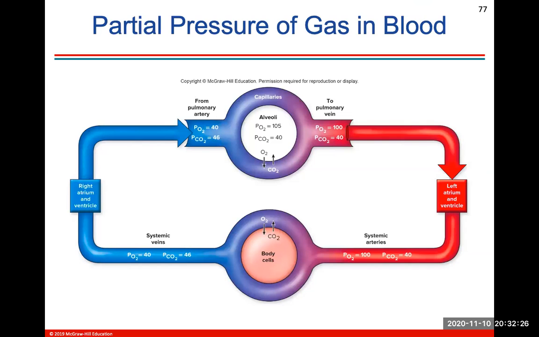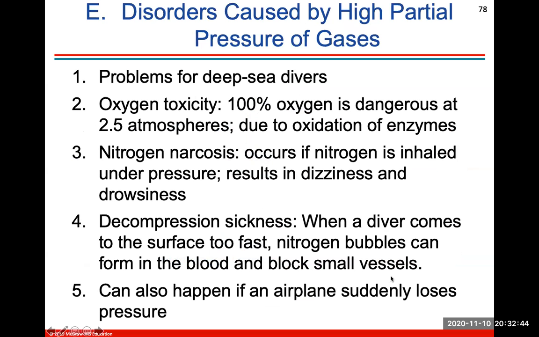Here shows the partial pressure of gas in the blood. Again, I won't ask you too many questions about this, but you'll notice that partial pressures of carbon dioxide will be higher in deoxygenated blood, and partial pressures of oxygen will be higher in arteries or oxygenated blood.